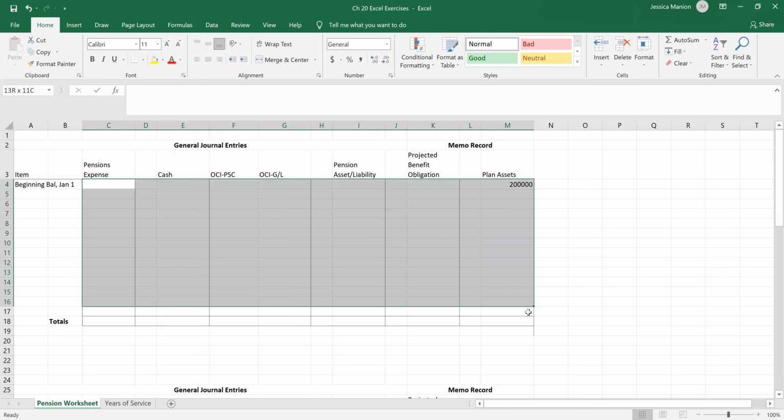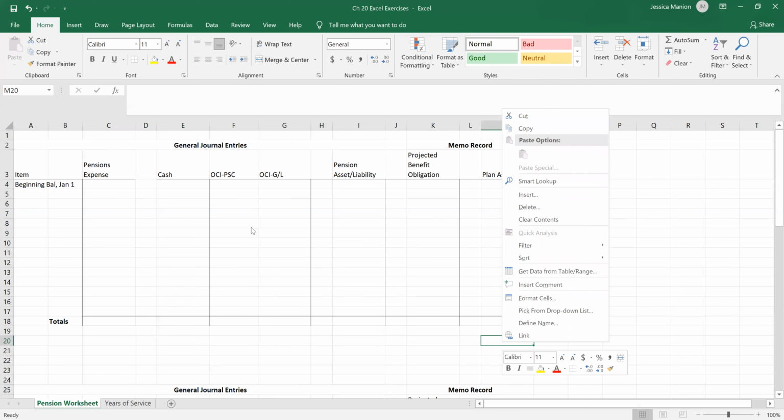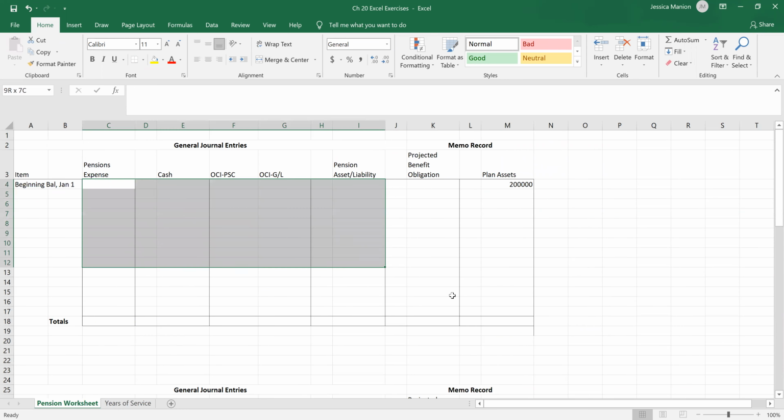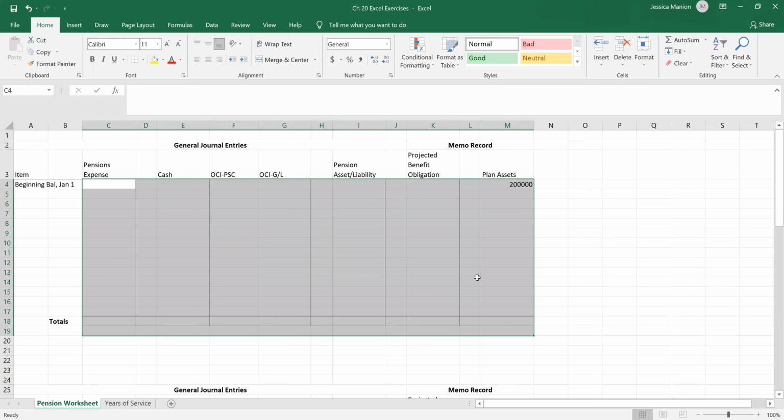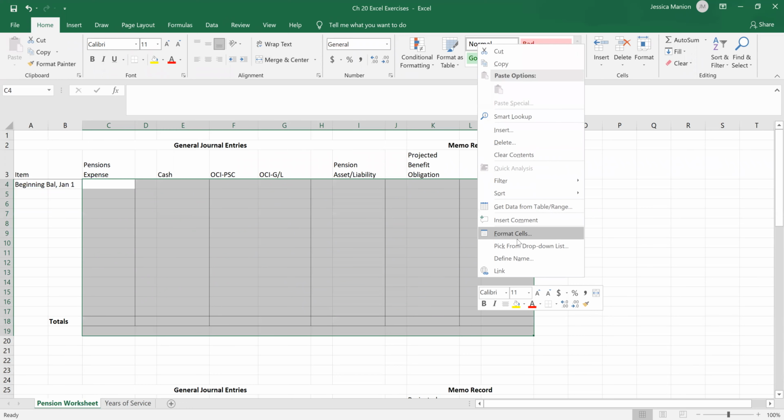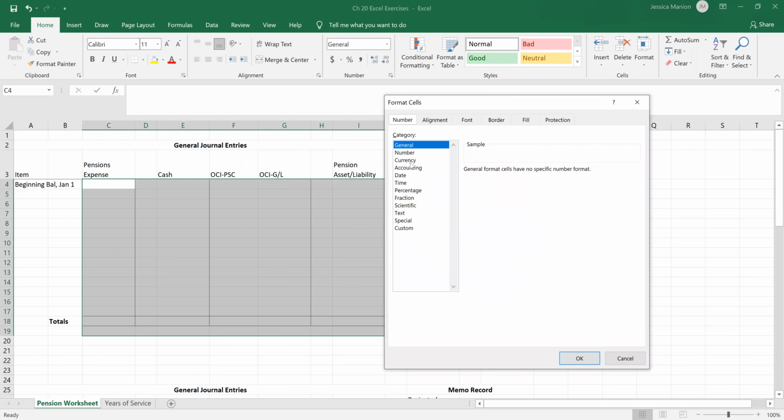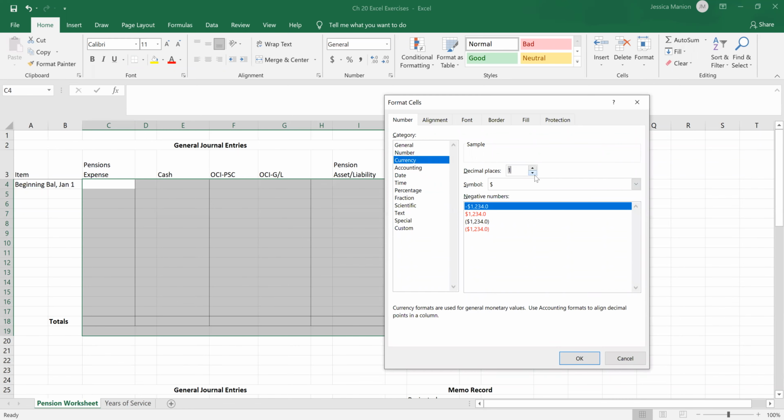And let me get this all changed to currency. So it's showing us the dollar signs. Currency, we don't need any decimal places. I'm going to change it where it looks like that.